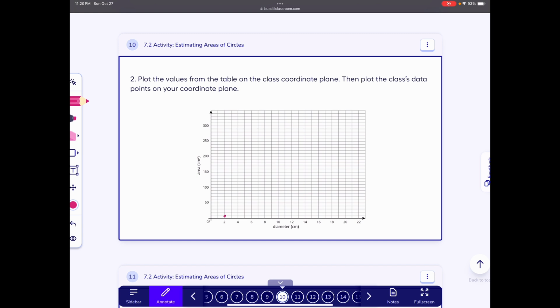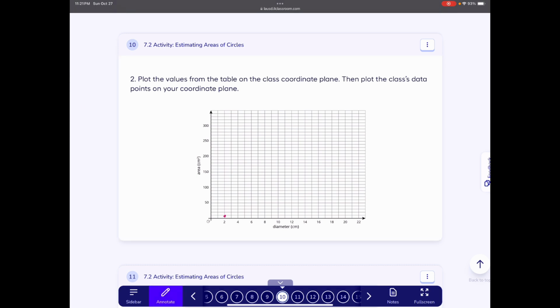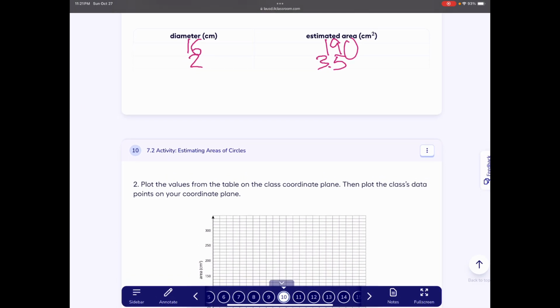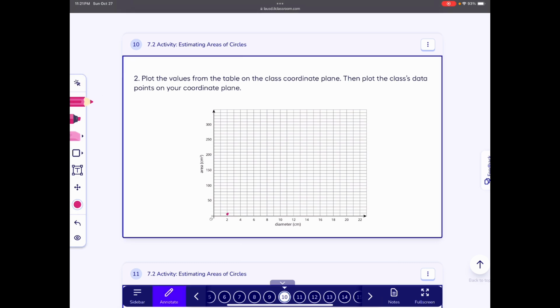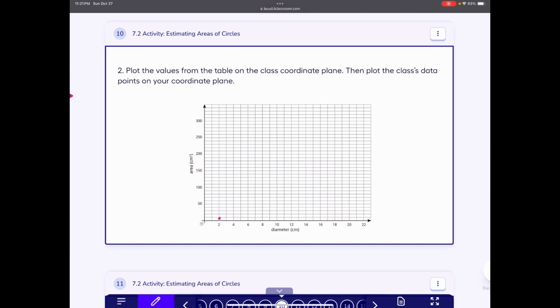And now let's graph the larger one. So the larger one, 16, 190. So the diameter is 16, and then 190. 190 is up like there. Okay, so the line is going to look something like this. It's really difficult to scale.